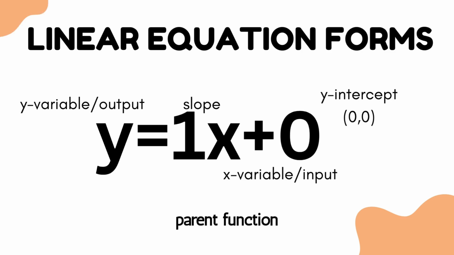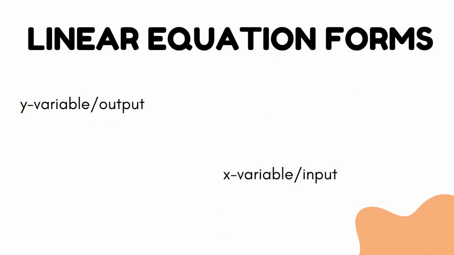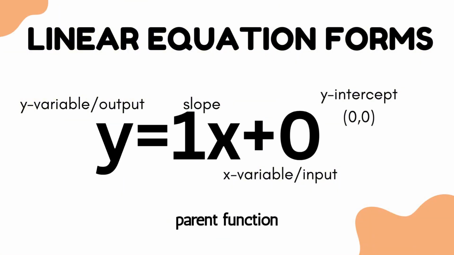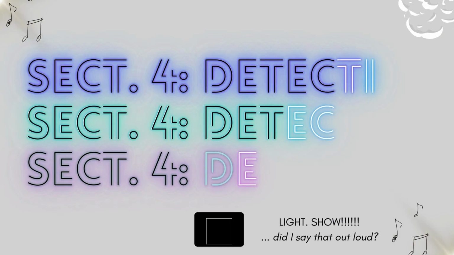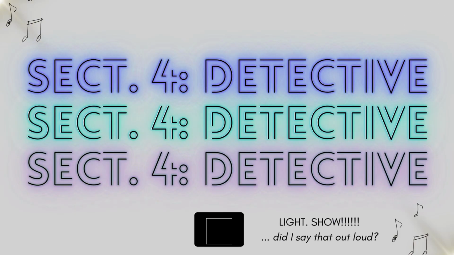If, for example, we plugged in the point (1, 1), it would be 1 times 1, and then you add that to 0, so it's just 1 equals 1, which is correct. But regardless, y equals x has a slope of 1 and a y-intercept of (0, 0). Now, how do you solve the linear forms?